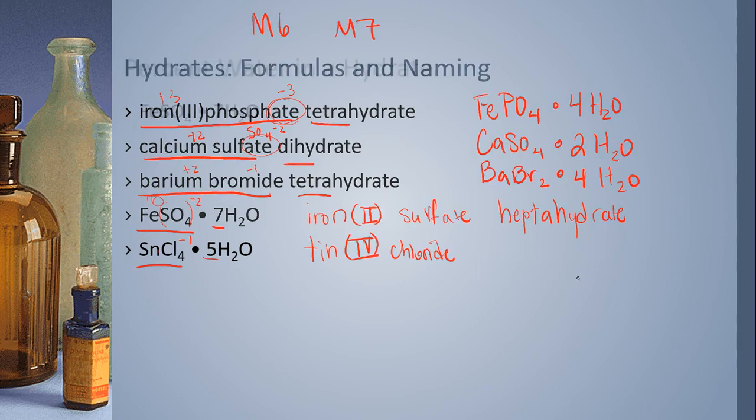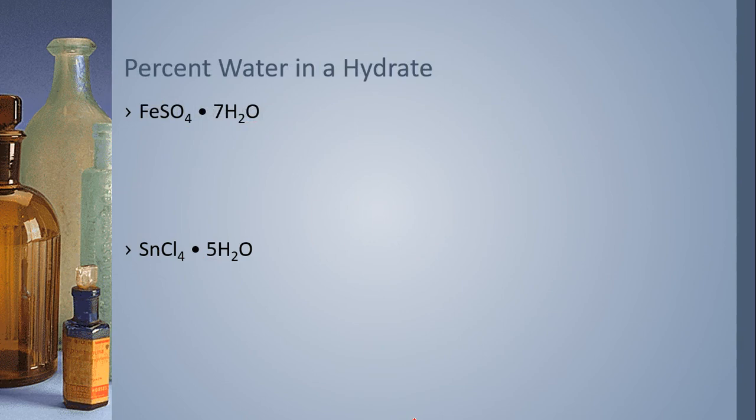Okay, last thing. How do we do the percent water in a hydrate? We are actually going to have several percent problems from this point forward. Anytime we do a percent, remember that to do a percent, it's always a part over the whole. And then we're going to multiply it times 100. So if we're doing the percent water, we're going to put the grams of water over the grams of the whole thing. We're going to multiply that times 100.